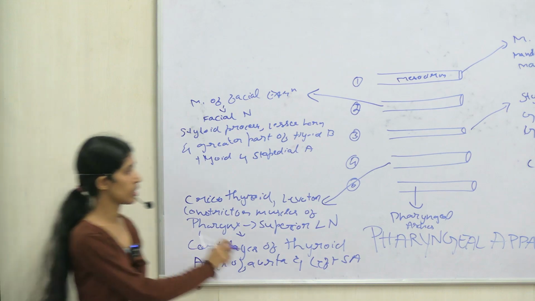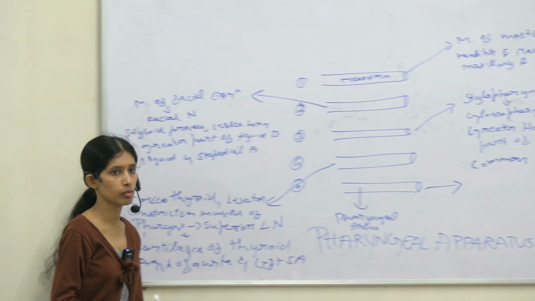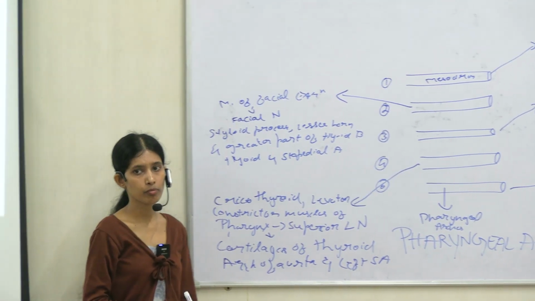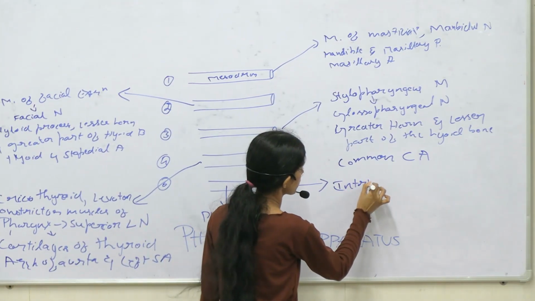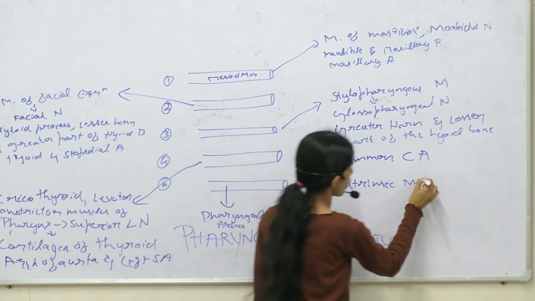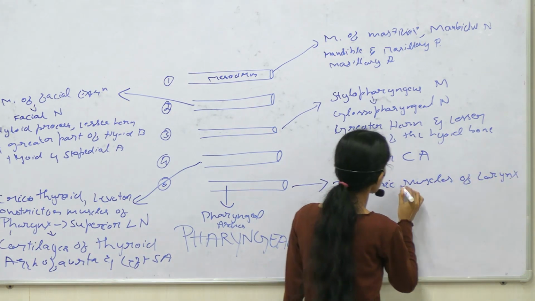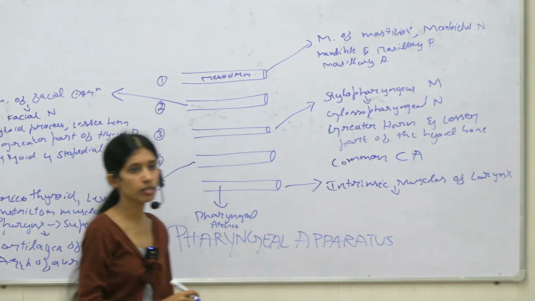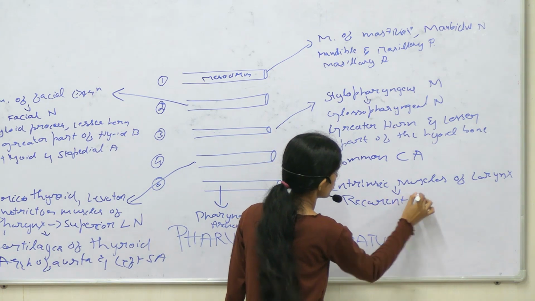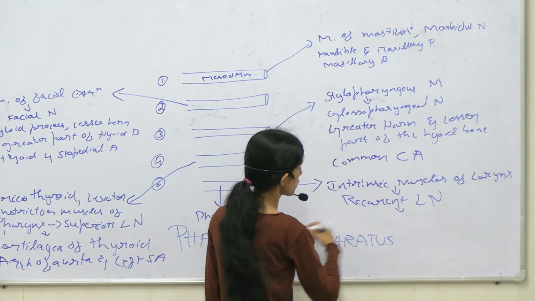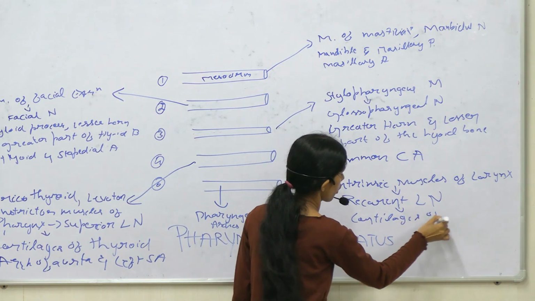Okay. Next, the last one is the sixth pharyngeal arch. What about the muscles derived from the sixth pharyngeal arch? It is the intrinsic muscles of larynx. Then what about the nerve supply? It is supplied by the recurrent laryngeal nerve. And the bony structure is similar to your fourth one only, that is cartilages of thyroid.